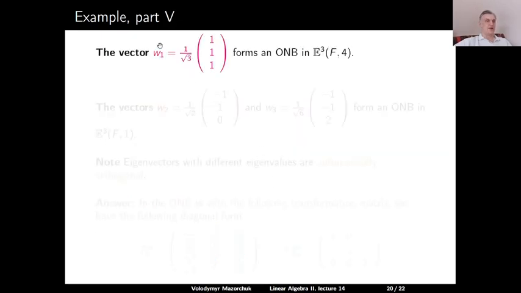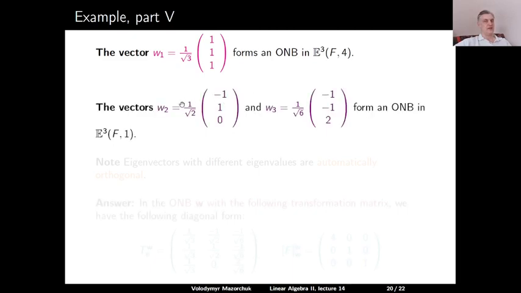So recall that the vector w1, which is 1 divided by root of 3 times (1, 1, 1), was an ONB in the eigenspace for the eigenvalue 4. And the vectors w2, which is 1 divided by root of 2 times (-1, 1, 0), and w3, which is 1 divided by root of 6 times (-1, -1, 2), these two vectors were an ONB in the eigenspace for the eigenvalue 1. For symmetric operators, eigenvectors with different eigenvalues are automatically orthogonal, so we can simply put all these vectors together to form an ONB in E.